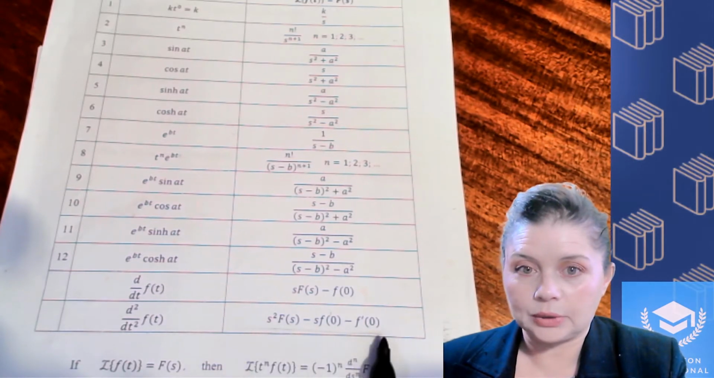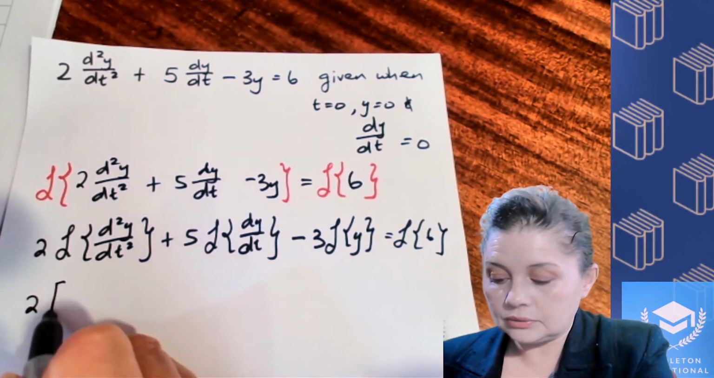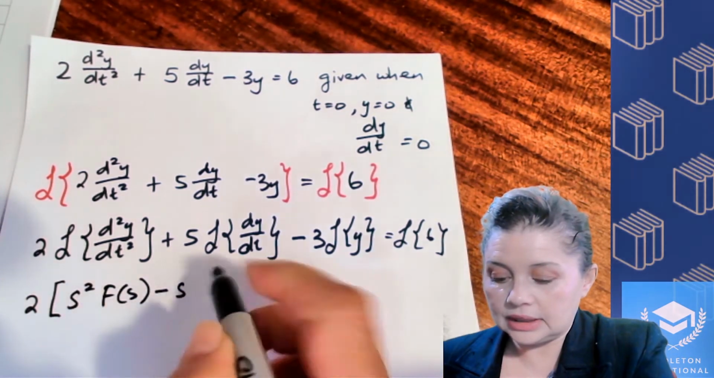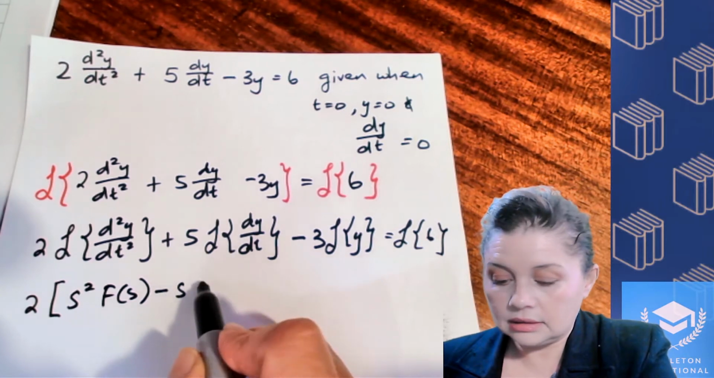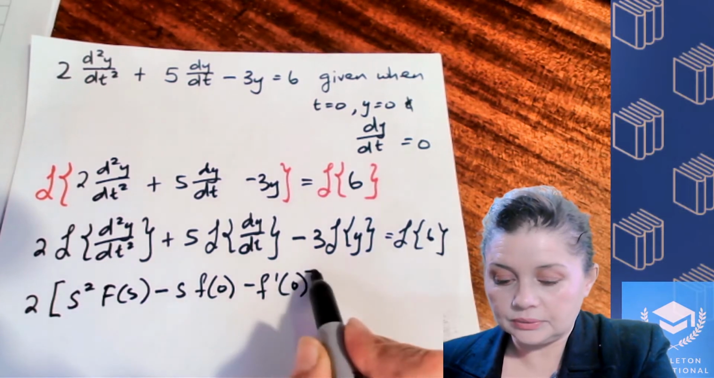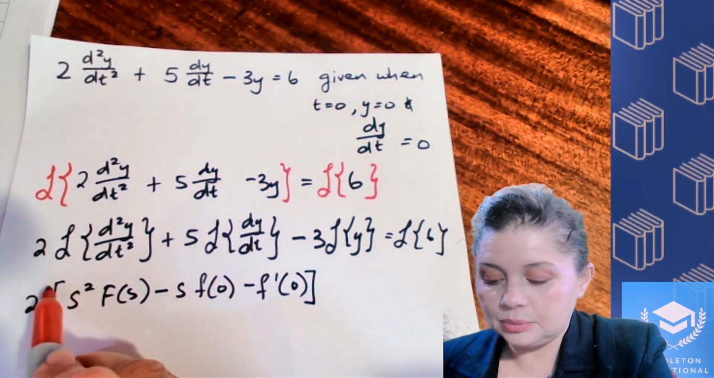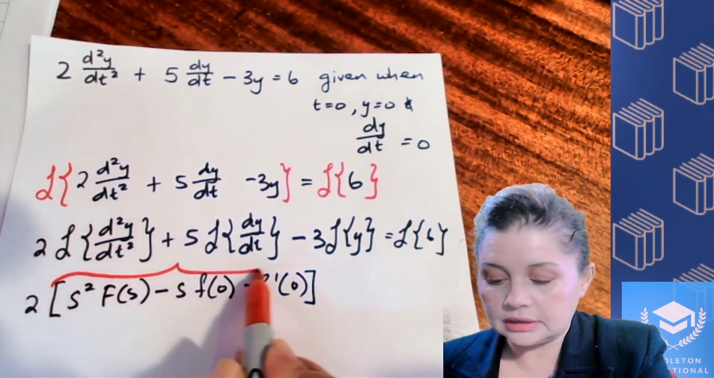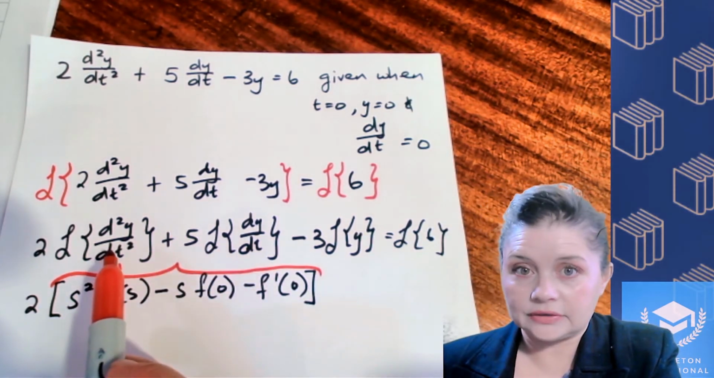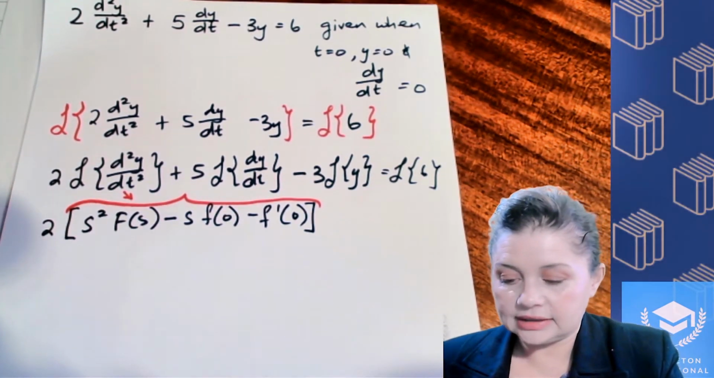Okay, so we can write this as 2 times s squared F of s minus s f at 0 minus f dash at 0, right? So this whole piece here is the transform of your second derivative, right? So I'm just going to push this up here and go on to the next line so that we have some space.